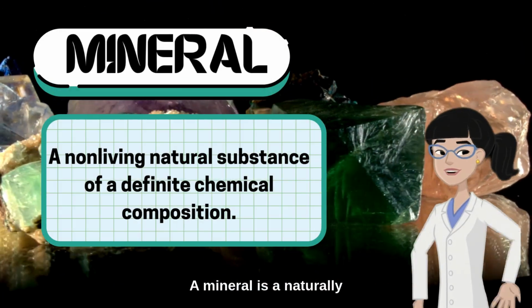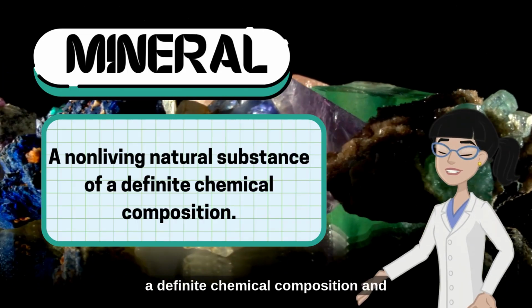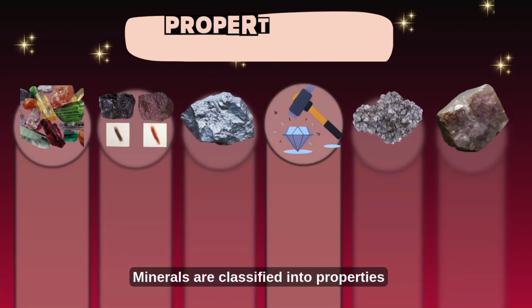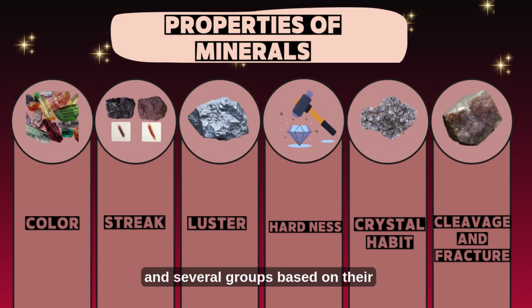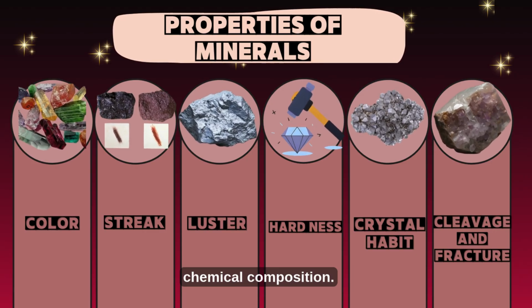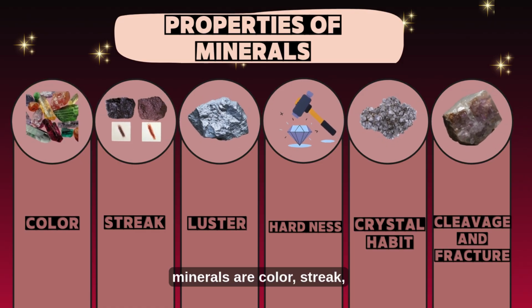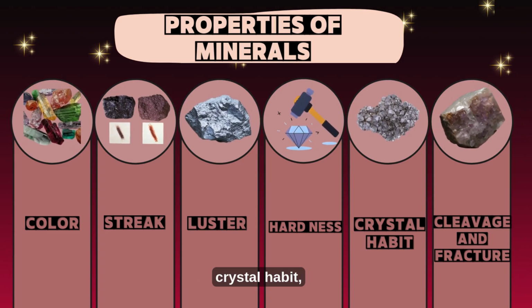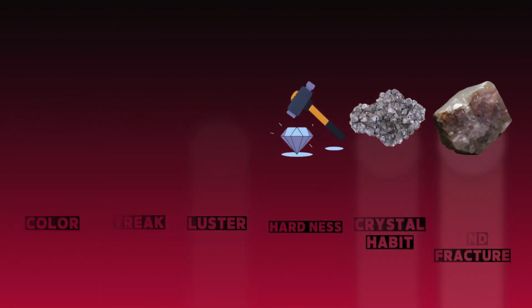A mineral is a naturally occurring inorganic substance with a definite chemical composition and crystalline structure. Minerals are classified by properties and into several groups based on their chemical composition. The properties of minerals are color, streak, luster, hardness, crystal habit, cleavage and fracture, and density.